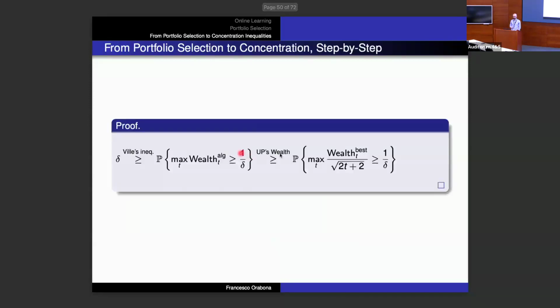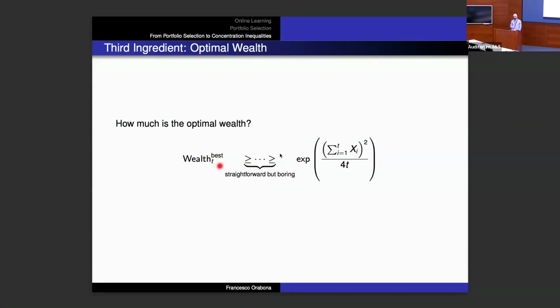And so we can go back here and ask, what is the wealth of my algorithm? Given that I am using the universal portfolio, I can lower bound this probability with the same thing in which here I put the wealth of the best divided by square root of t. Because again, my algorithm will make at least this amount of money. It might make more, but at least this is true. Now, how much is the wealth of the best for this particular problem? I can calculate it. It's very boring, but trust me, the wealth of the best on this particular problem is this quantity, exp of the sum of the random variable squared divided by t.